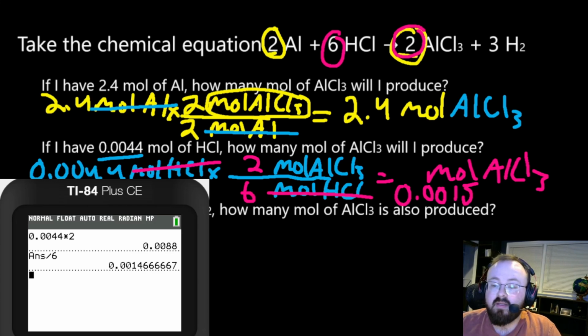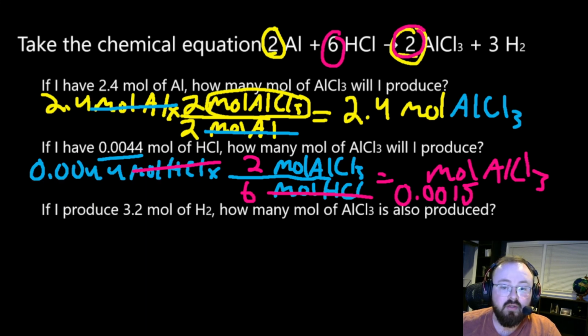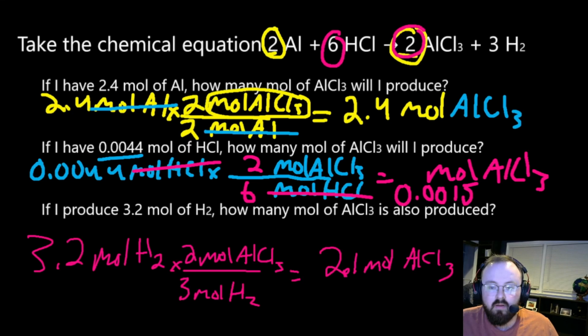So, what I want you to do is take a second and try out the last question here. If I produce 3.2 moles of H2, how many moles of AlCl3 are also produced? So, take a few seconds, pause the video, and when you have unpaused, the answer should be up there. So, I'll give you a second. And there you have it. There is our answer. Check your work.